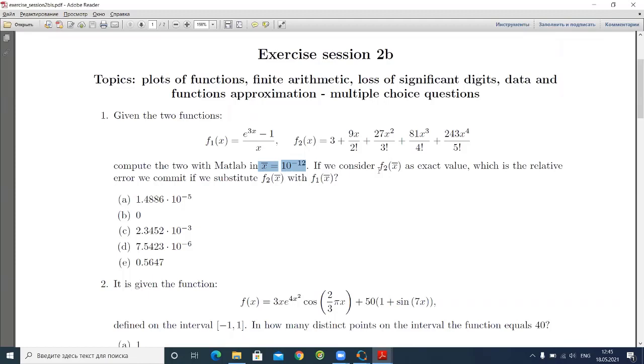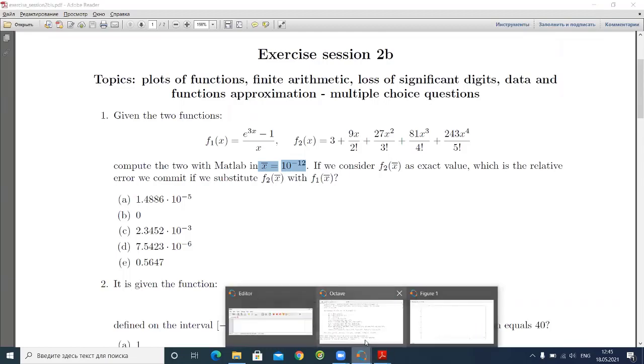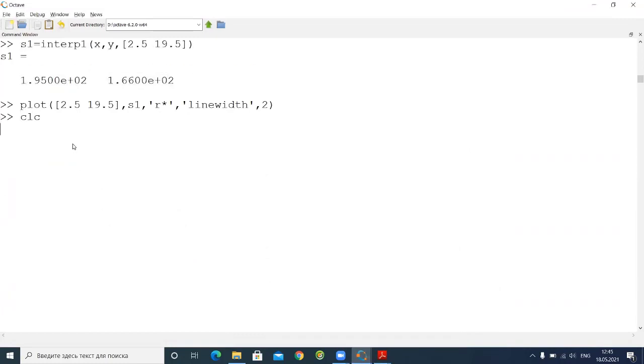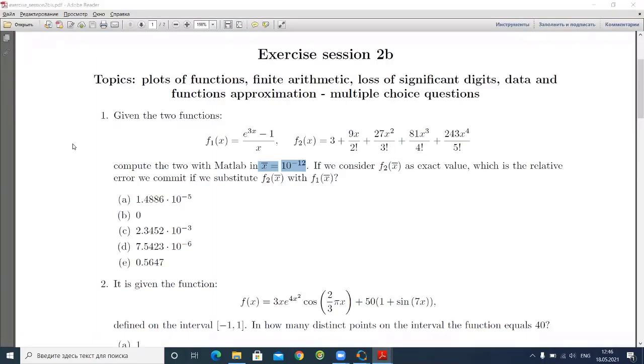So we need to just type this function again. So how to work? Just give, first of all, x, it is 10 to power of minus 12, yes? Or without dot also we can write here, minus 12, it's just value of x, 10 to power of minus 12 it is. And then now write f1, it is e to power of 3x minus 1 over x.